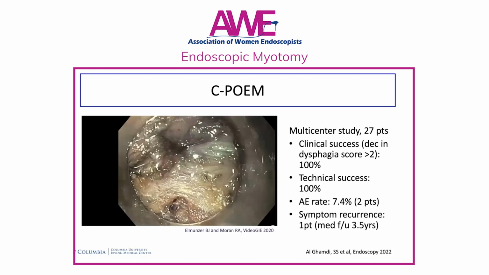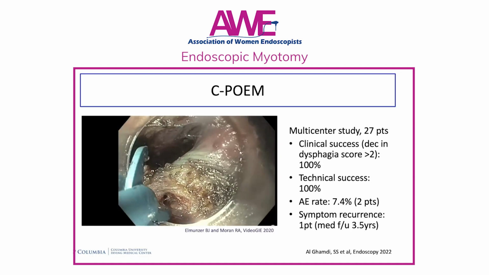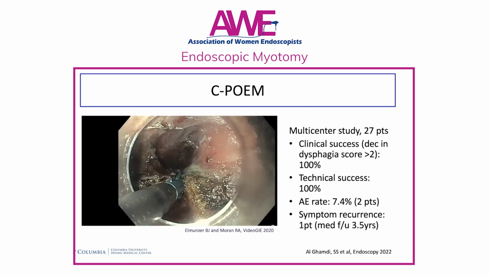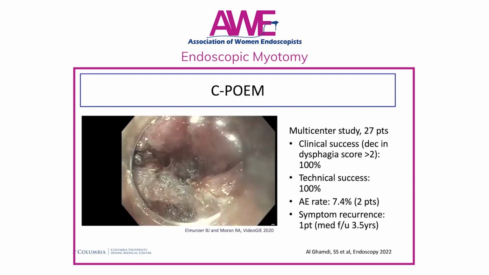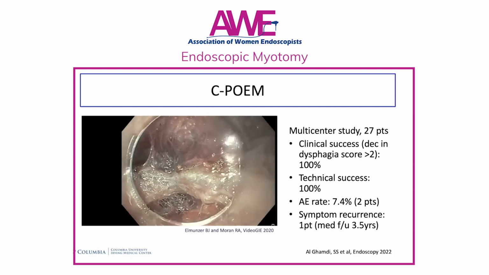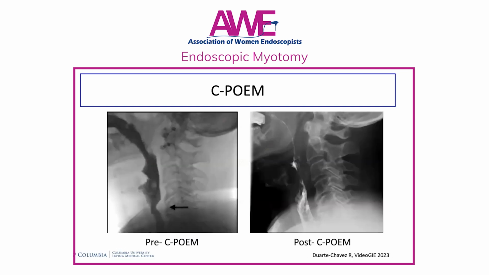As you can see in this video, first spray coag with a triangular tip knife was used, and now scissor type knives, such as clutch cutters, for example, are used to really be able to specifically target that tissue. In a multi-center study of 27 patients, there was clinical success in 100% of them as measured by dysphagia scores, and 100% technical success. The adverse event rate was only 7.4%, i.e. 2 patients, and recurrence only occurred in 1 patient. So a very effective method for a very unusual problem.